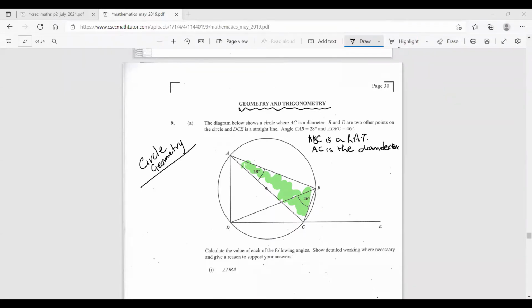Geometry and trigonometry question. The diagram below shows a circle where AC is the diameter, B and D are two other points on the circle, and BCE is a straight line. Angle CAB is equal to 28, and angle DBC is equal to 46. So we identify that triangle ABC is a right angle triangle because AC is the diameter and any triangle formed on the diameter is a right angle triangle. Meaning that in this corner, how much would this be?